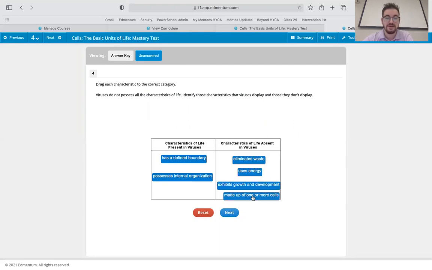And then they're not made up of one or more cells. So that's the big thing. They cannot live on their own. They are not their own living organism, right? That's why they need our cells. That's why they infect us.